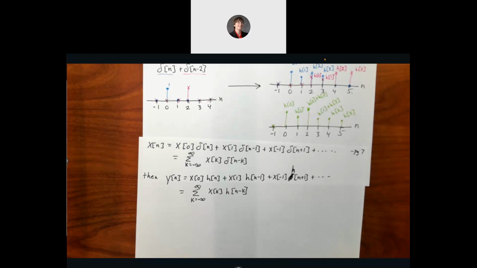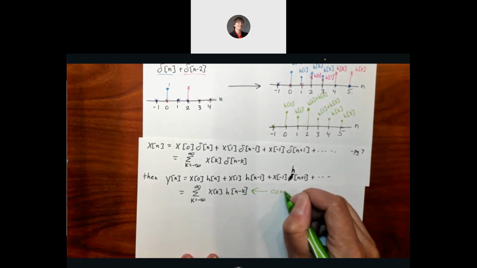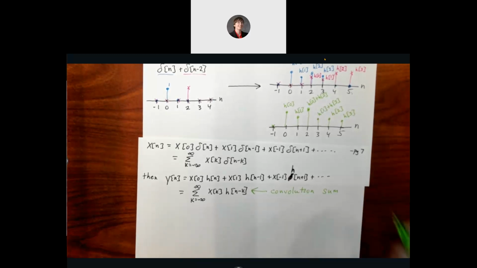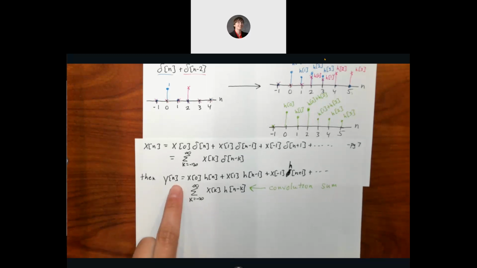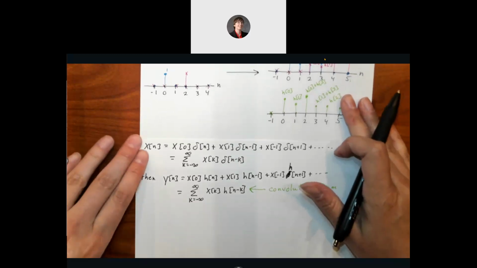And so this is what we refer to as the convolution sum. Right? So once we get that h of n, then given any x of n, I can compute what the output y of n is by using this summation.